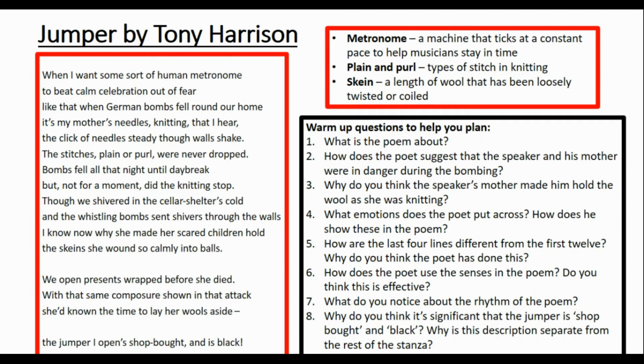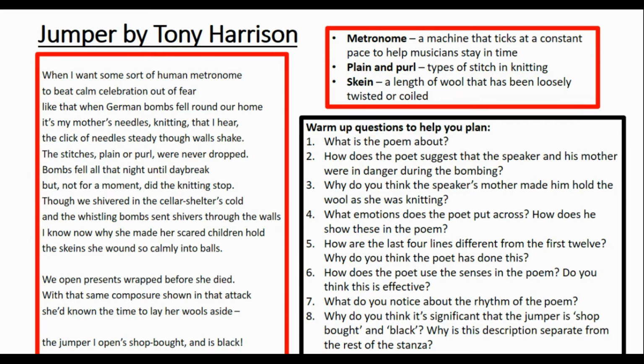So is he angry, scared, confused, bewildered, frustrated? Question 5. How are the last 4 lines of the poem different from the first 12? So as you can see on the page, how are they different? And then why do you think the poet has done this?